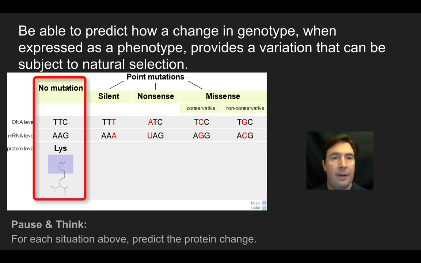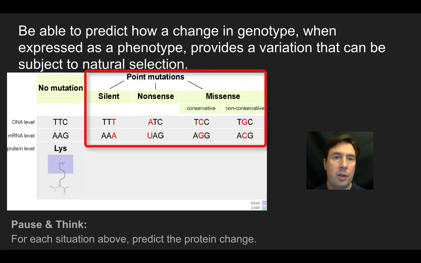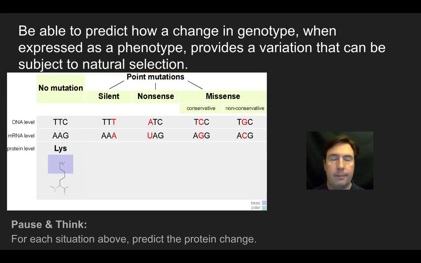And then I have three different changes on the DNA level. One that we're calling a silent mutation, one that we're calling a nonsense mutation, and two that we're referring to as missense mutations. And so what I want you to do is pause and think, and for each predict what kind of protein change we're going to see if we have a silent, a nonsense, or a missense mutation. So pause and think.